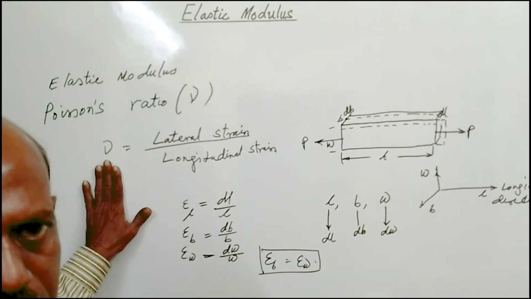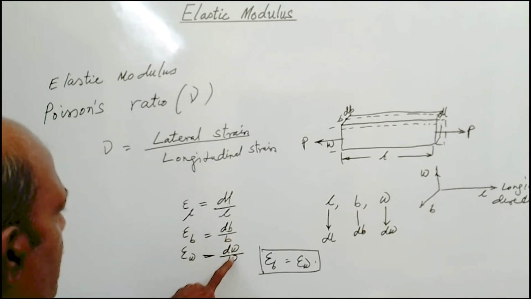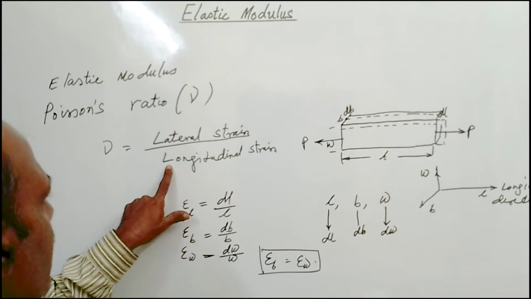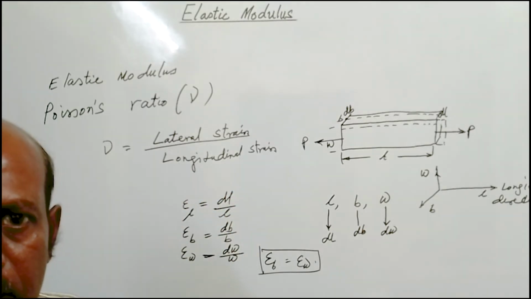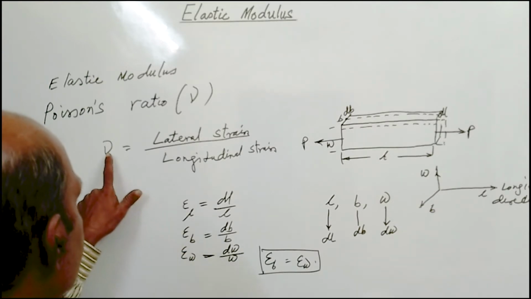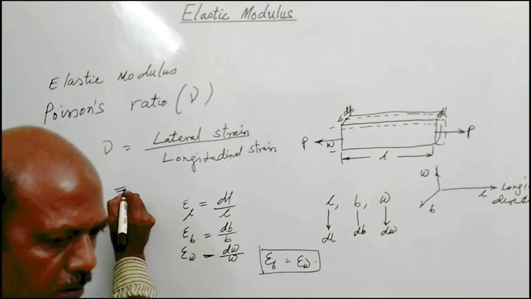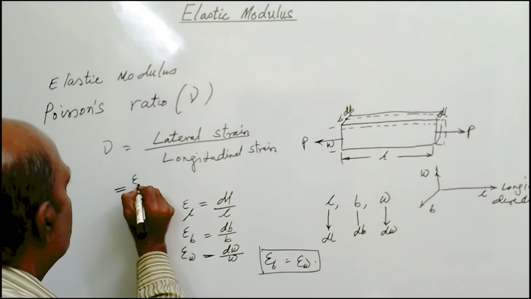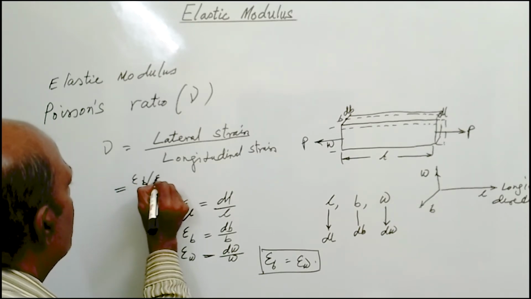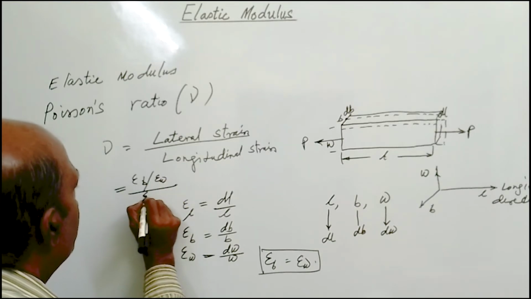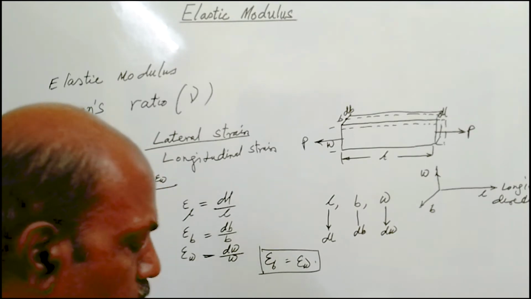Within the elastic limit, the ratio of lateral strain, either epsilon B or epsilon W, divided by the longitudinal strain, that is epsilon L, is known as Poissons ratio and is denoted by nu. That is, epsilon B or epsilon W divided by epsilon L is called the Poissons ratio.